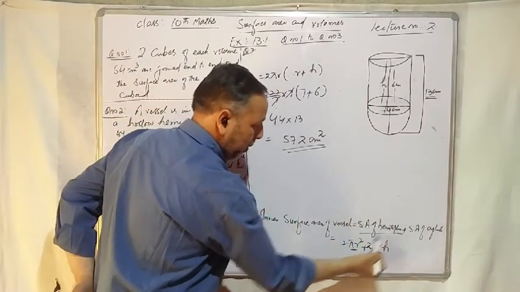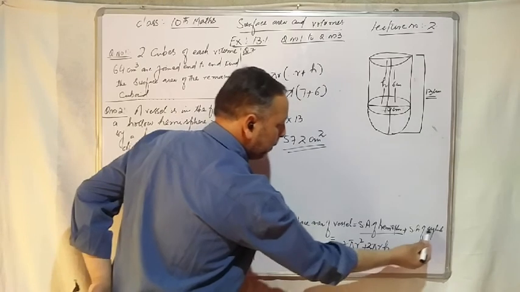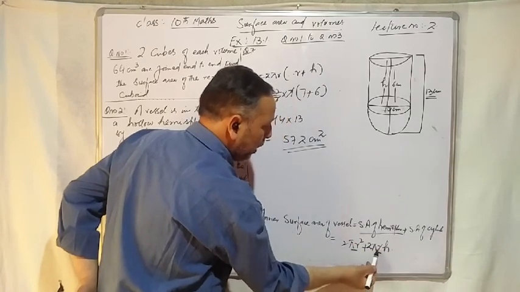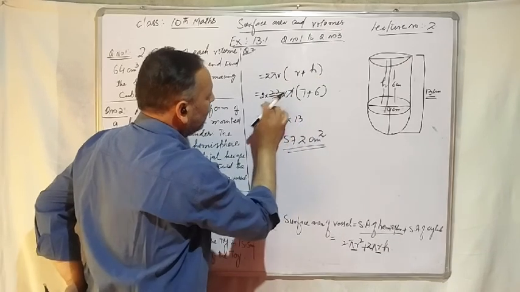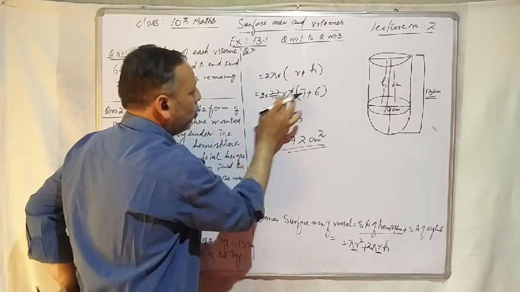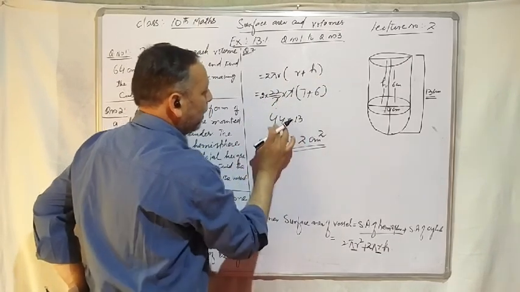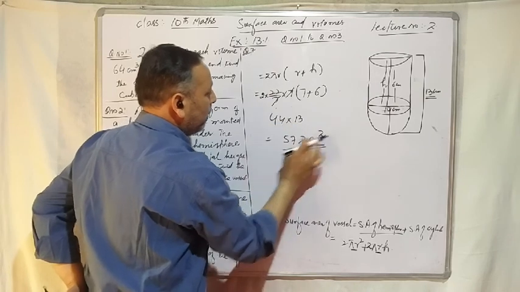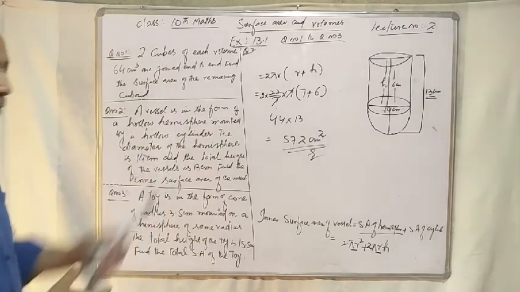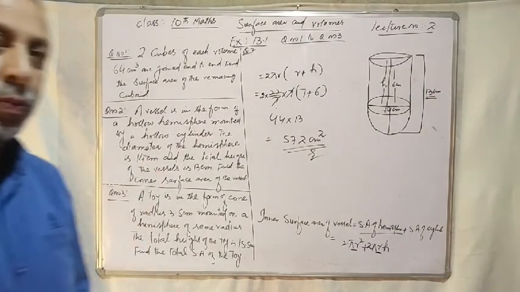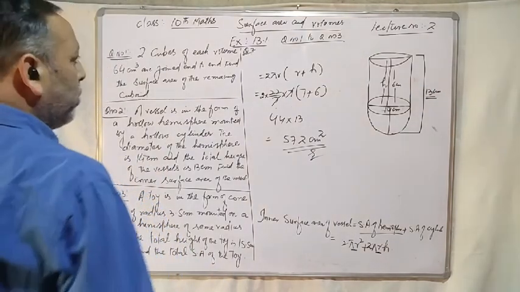Surface area of hemisphere is 2 pi r square and surface area of cylinder is 2 pi r h. You take 2 pi r common, so remains r plus h. Then substitute the values, 2 into 22 by 7 into 7 is 7 plus 6, 44 into 13 is 572 square centimeters. Pause the video and note it down. Next question is question number 3.